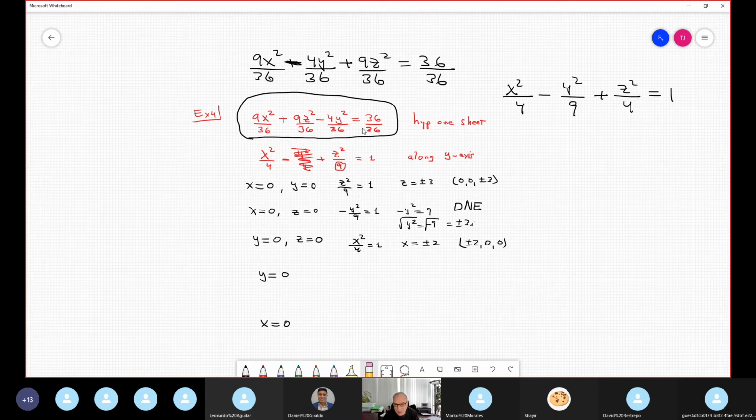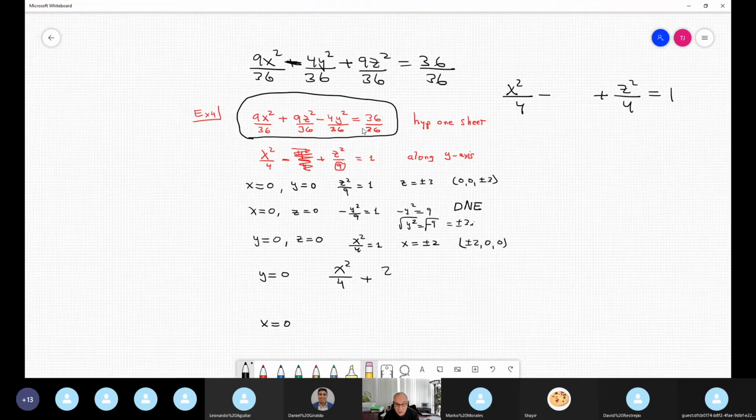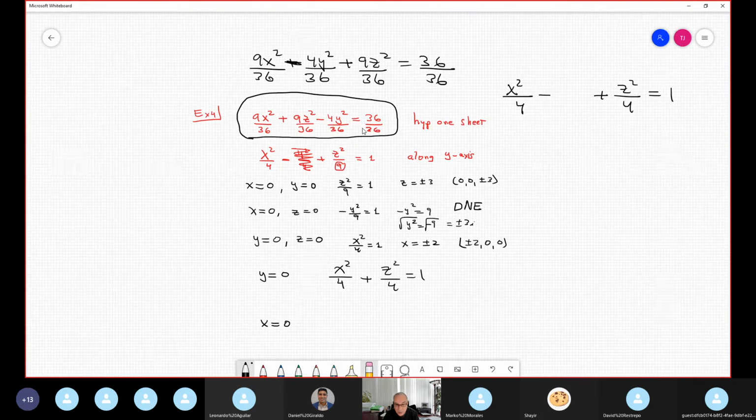I always check in GeoGebra. I suppose that in GeoGebra you see perfectly. So if you suppose that y is 0, this part disappears, it's gone. My equation is reduced like that. It's x squared over 4 plus z squared over 4 equal 1. Now x squared plus z squared equal 4. It's a circle. It's obvious it's a circle. Circle with the center located at the point 0, 0 and the radius is 2.